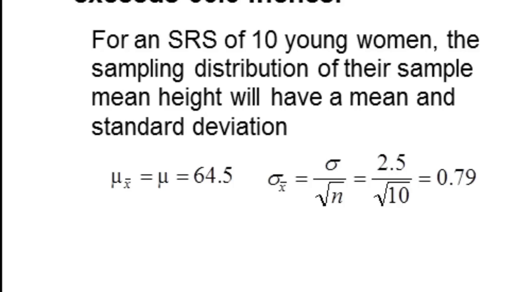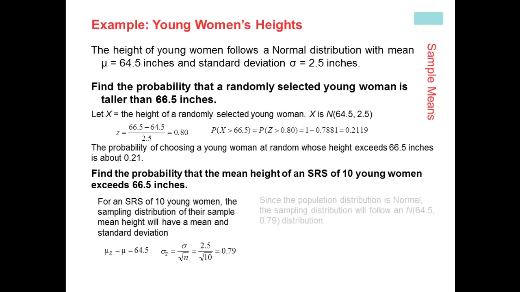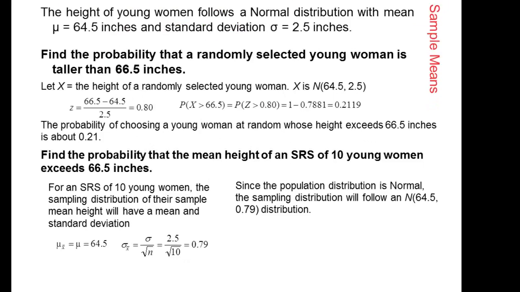Mu sub x would equal 64.5, and to find sigma sub x, I would take the standard deviation from the population, which is 2.5, and divide it by the square root of the number in the sample, which is 10. So you can see here my standard deviation becomes much smaller at 0.79. Since the population distribution is normal, the sampling distribution will follow a normal distribution with a mean of 64.5 and a standard deviation of 0.79.